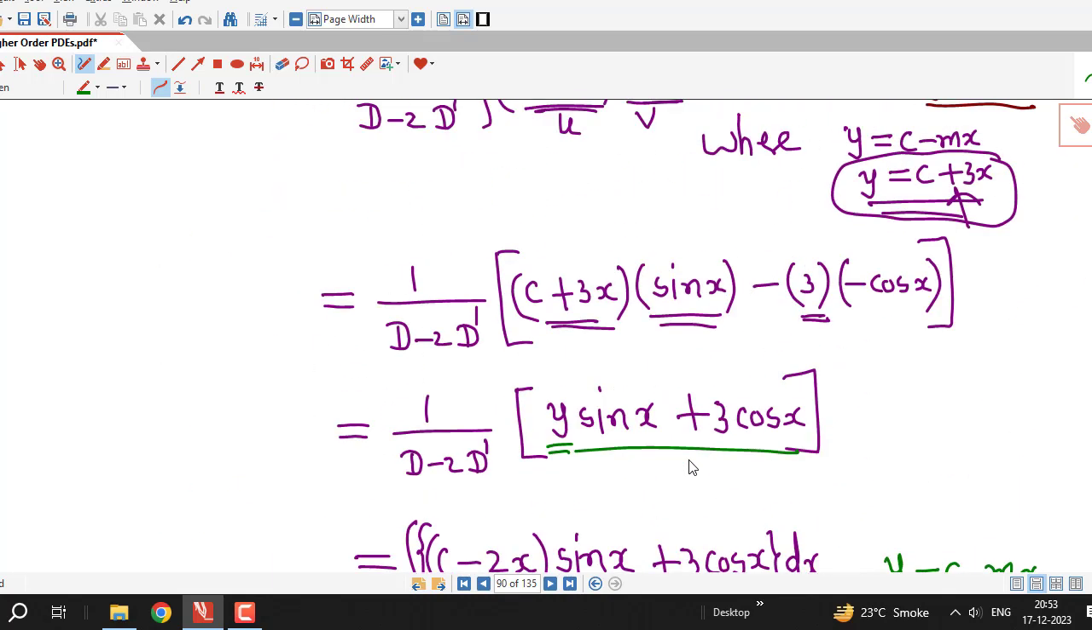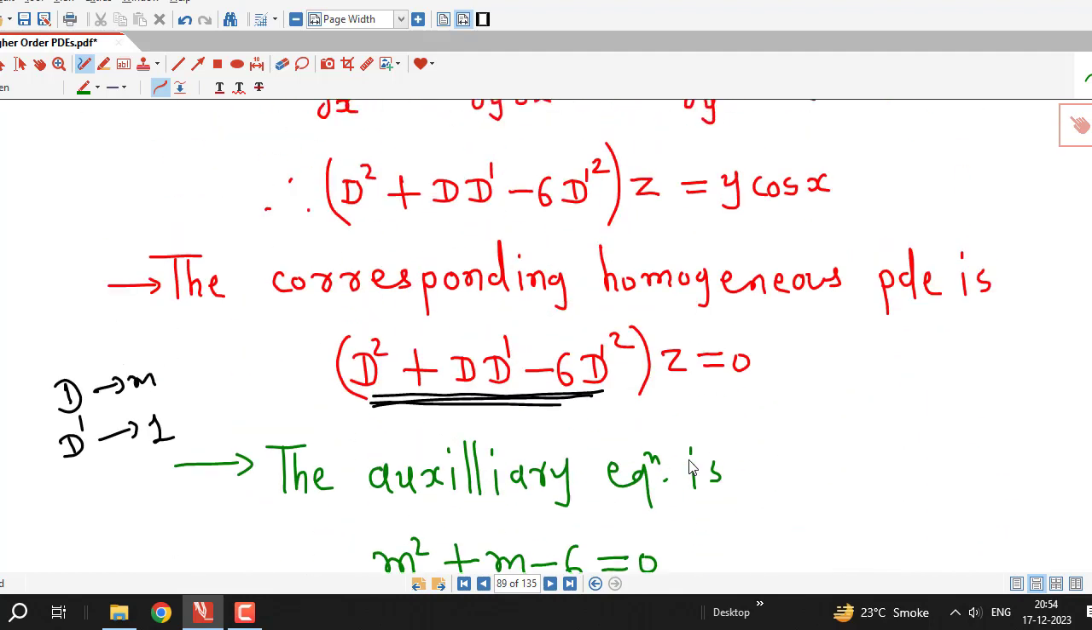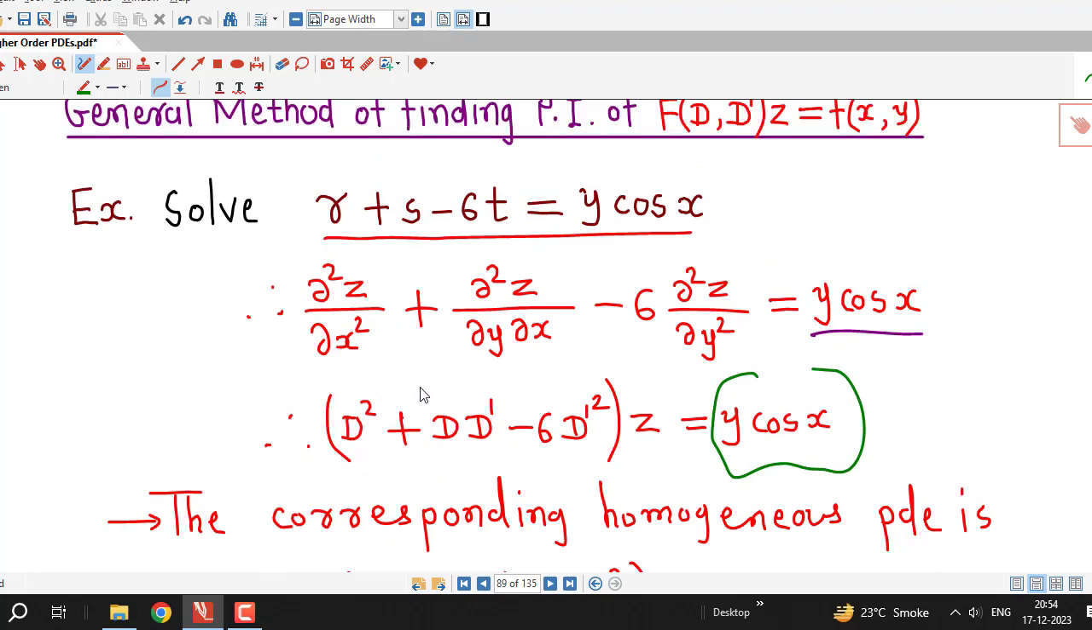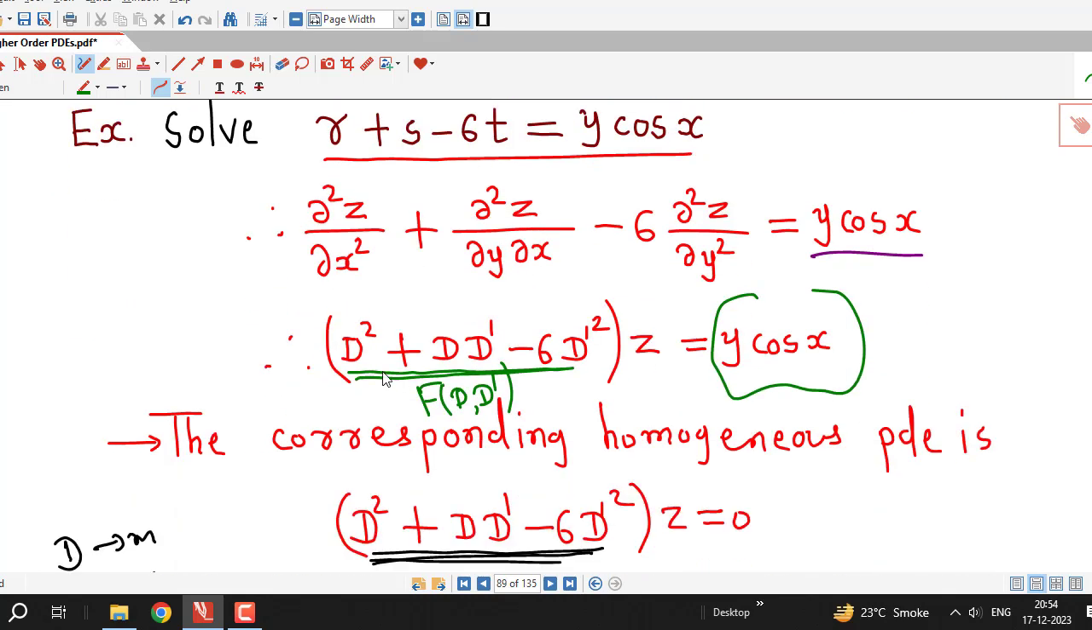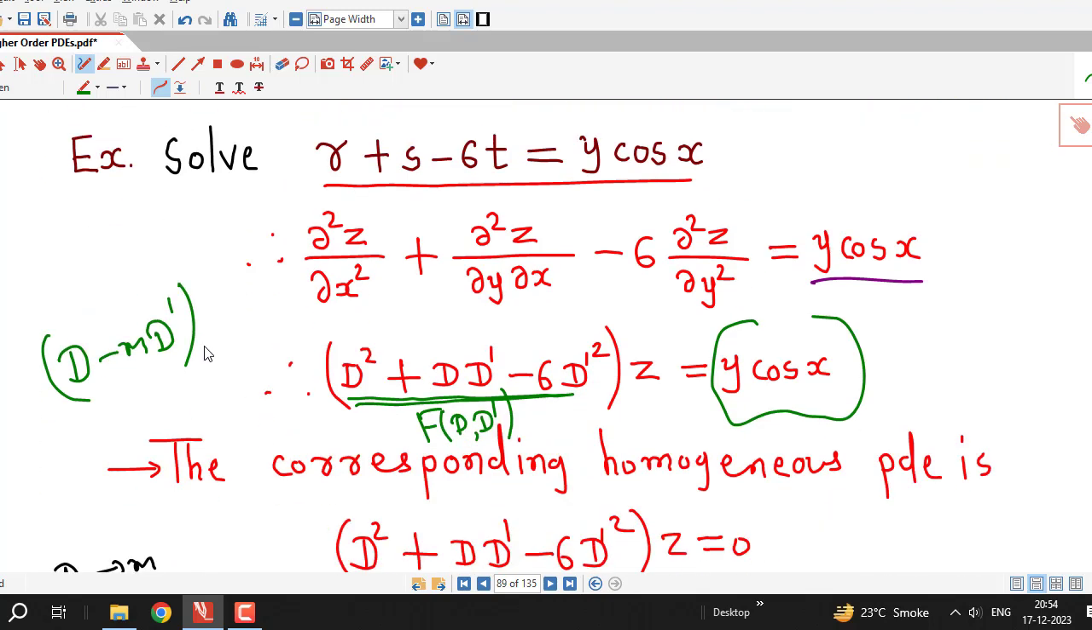So in this way we can easily apply this general method also, and the benefit of the general method is that there is no restriction on the function on the right hand side. The only limitation is that it is required that this function of D and D' is homogeneous. If f(D, D') is not homogeneous, then we cannot write it as a product of linear factors of the form D minus mD', and this method may not be applied in that case.